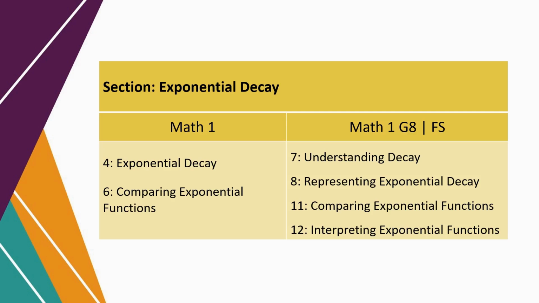This next section focuses on exponential decay. Students have explored quantities that increase by the same factor. Up to this point, that factor has always been greater than 1. In this section, students will look at situations where the factor is between 0 and 1.